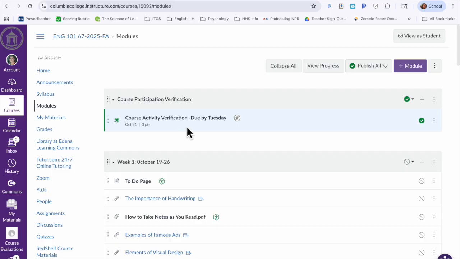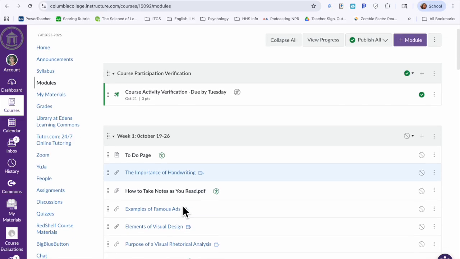The first thing that you're assigned is the course activity verification. That's due by Tuesday, October 21st. That is set by Columbia College, and I don't have anything to do with that. But I also have my to-do page.